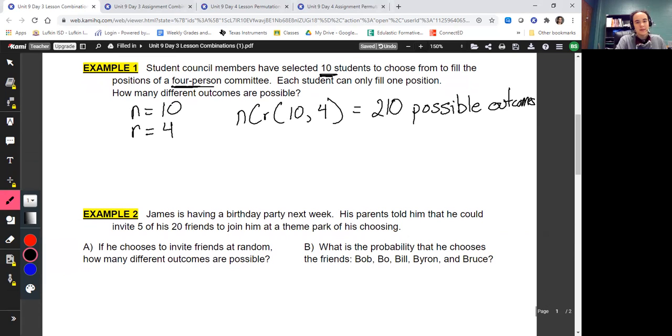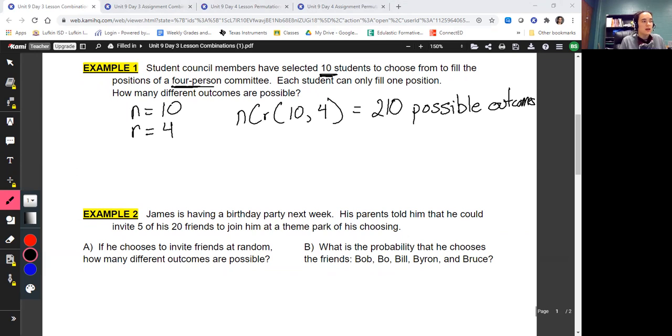Problem 2, James is having a birthday party next week. His parents told him that he could invite 5 of his 20 friends to join him at a theme park of his choosing. Our first part of this problem, if he chooses to invite friends at random, how many different outcomes are possible?